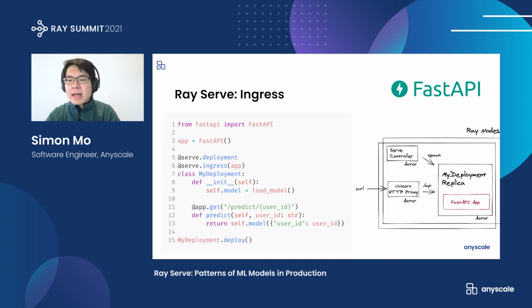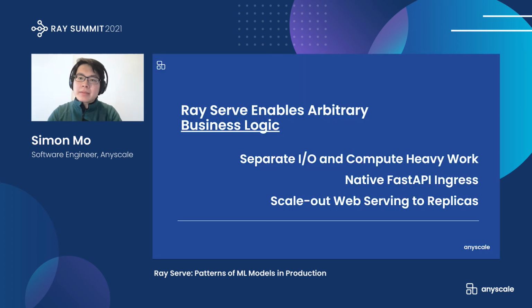Architecturally, we just make sure your FastAPI is correctly embedded into the replica, and the FastAPI app can scale out across many Ray nodes. In short, Serve enables arbitrary business logic to be embedded into your serving application. It helps you separate I/O and compute heavy work to different processes and scale independently. With native FastAPI ingress integration, you can bring existing applications or build new ones directly on top of Serve. Additionally, Serve can be used as a drop-in tool to scale out your existing web serving application on top of Ray.